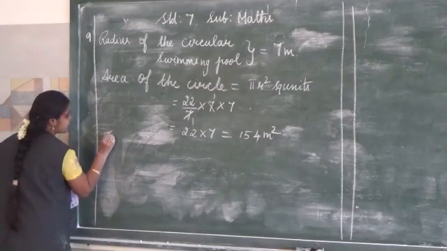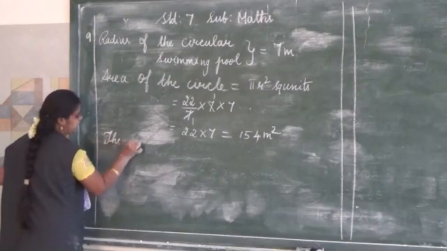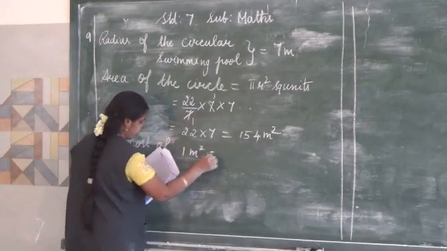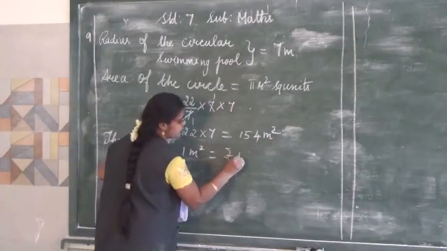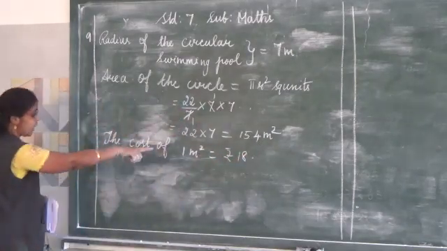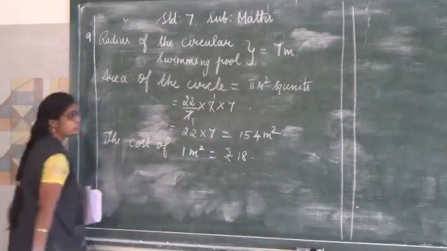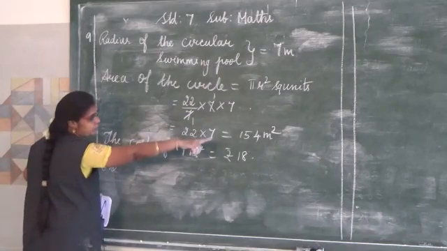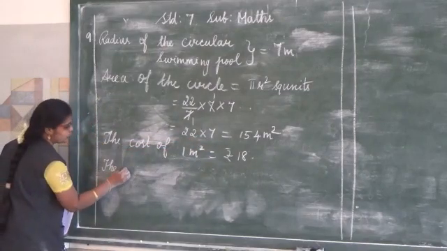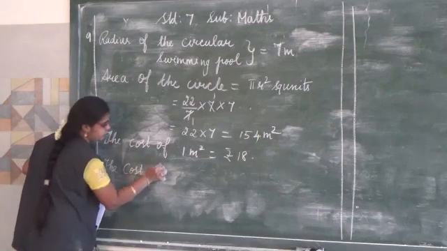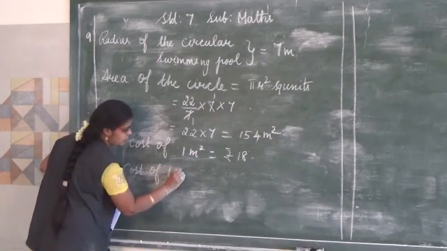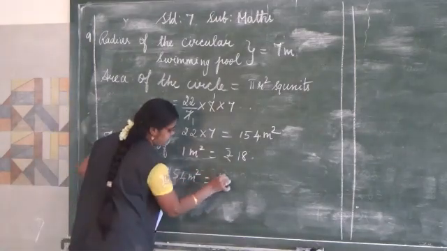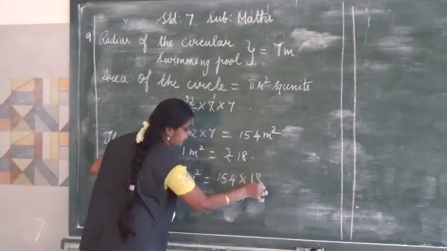So in the question they have given the cost of cementing per meter square is 18 rupees. The cost of 1 meter square is rupees 18. We are going to find the cost for 154 meter square. So obviously you have to multiply 154 by 18. So the cost of 154 meter square is equal to 154 into 18.